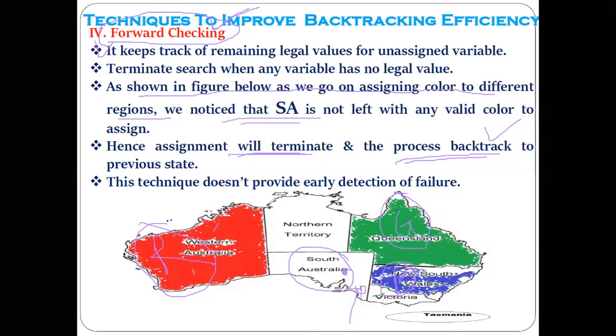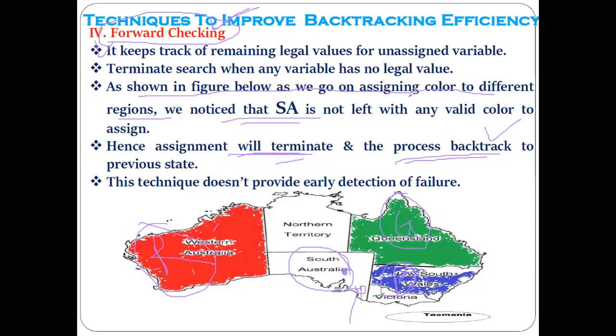You just have to randomly go on assigning the color, and when at a certain point you see that there is no color remaining for a certain region, at that point we terminate. This is slightly different from the previous three techniques that we have seen. Got the point? Here I mentioned the example.